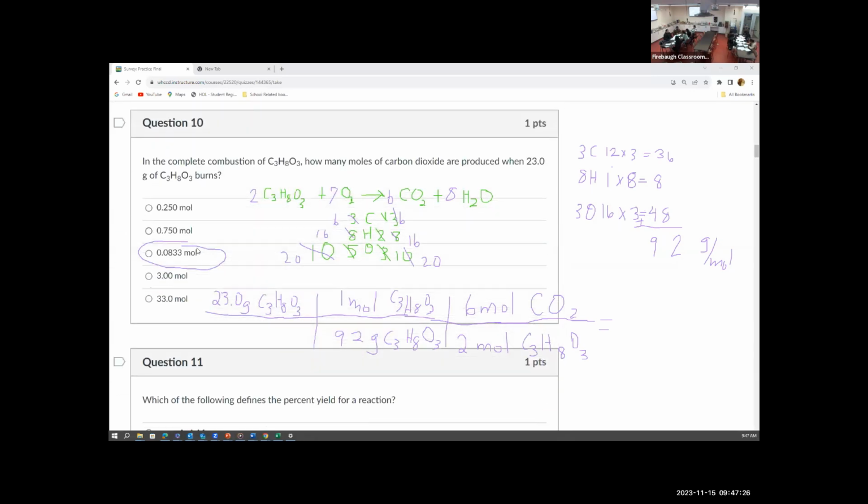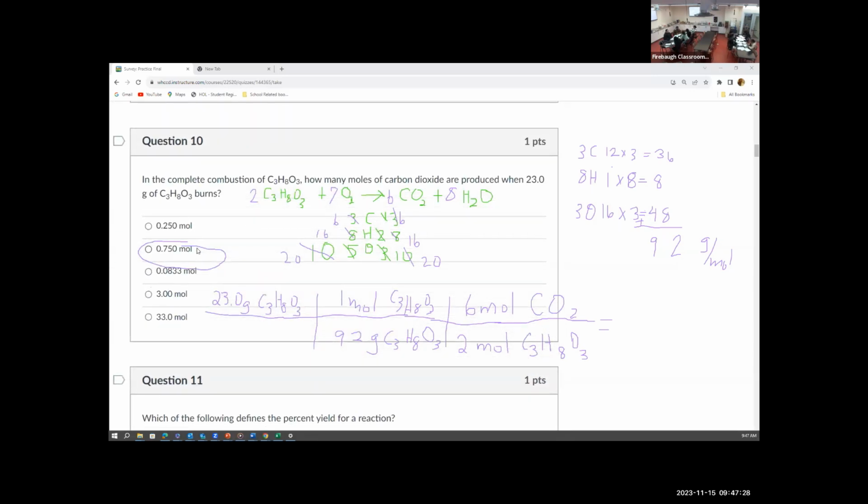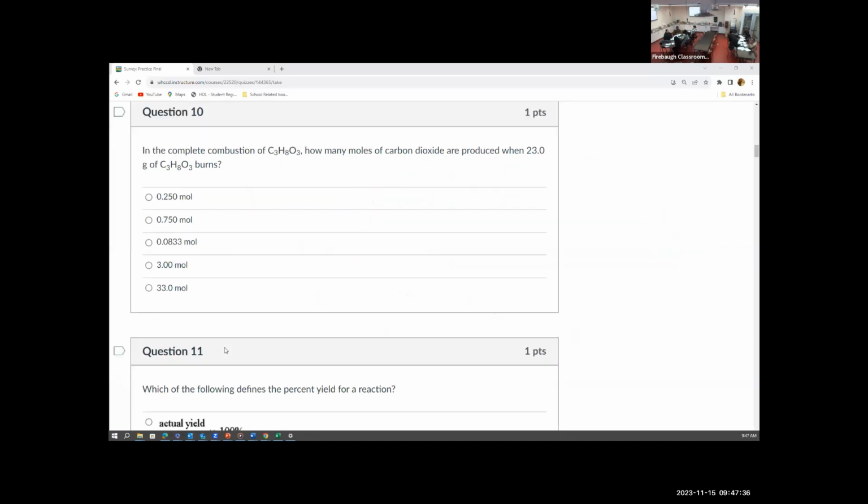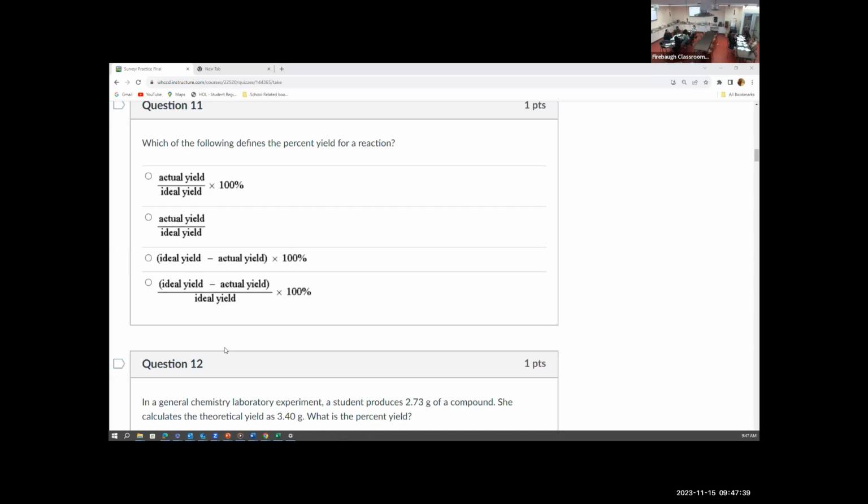Did everybody get that down? Yes? Okay. I'm clearing it now. So which of the following defines the percent yield for a reaction? Percent yield for a reaction.